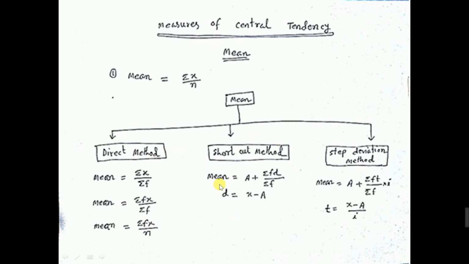The formula is mean is equal to a plus summation fd by summation f, where d is the deviation, its formula is x minus a, where a is the assumed mean. When we do a sum, we consider one number as a mean, that is called assumed mean. Step deviation method I will discuss later on.